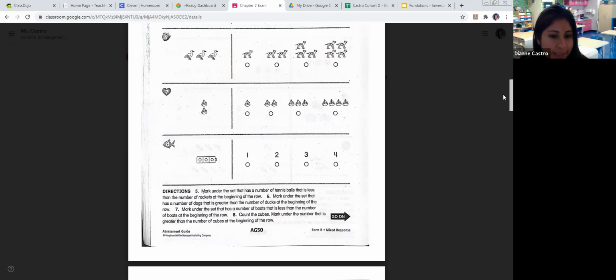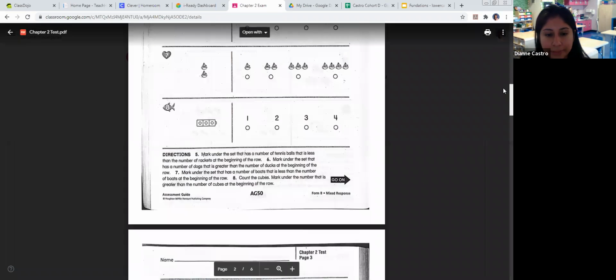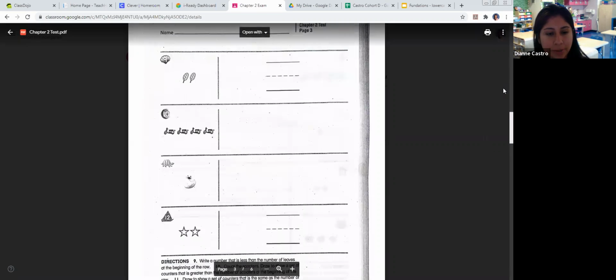Number 8, count the cubes. Mark under the number that is greater than the number of cubes at the beginning of the row. So you count the cubes first. You can even label them. So I know that the pictures are really teeny tiny, but if you feel like you need to label them, you can label them. And then you have to bubble in the number that's greater than the number of cubes that you counted. Okay? Next page, number 9.